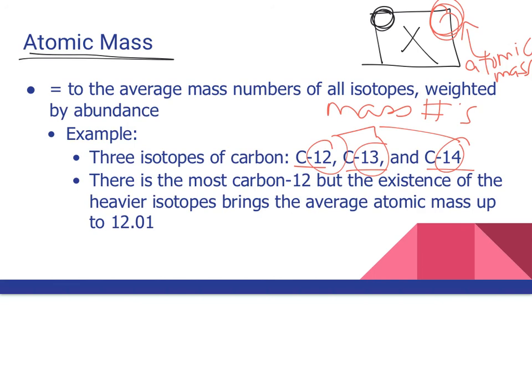There's the most of carbon-12, but the existence of heavier isotopes brings the average atomic mass up to 12.01. So if you were to look on the periodic table for carbon, the atomic mass, or atomic weight, would be equal to 12.01. We cannot have 0.01 of a neutron, but this number is a decimal because it's averaging all of the possible isotopes, also taking into consideration the abundance. We will talk much more about atomic mass later in the year and use it for various calculations.